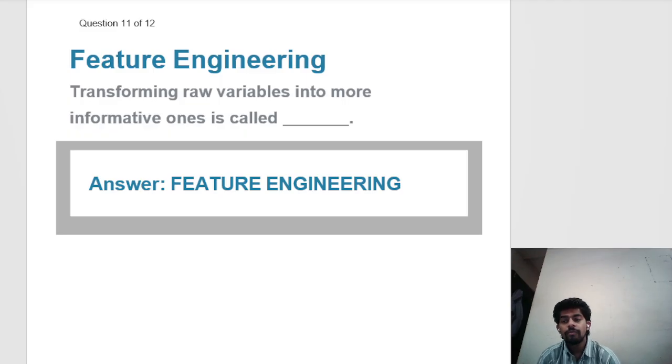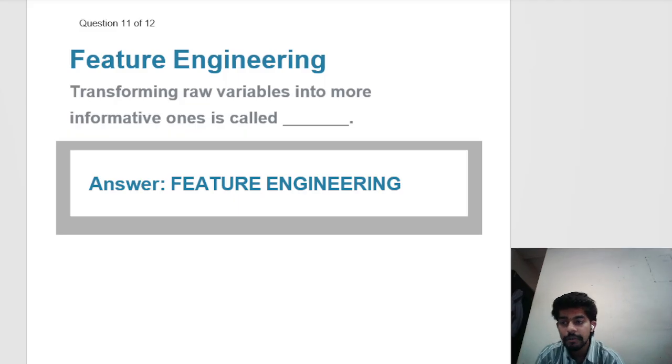So, what does it involve? Creating new features from existing ones, selecting relevant features, scaling and normalizing data, handling missing values, creating polynomial features. So, let's take a real world example of feature engineering. If you have a date of birth, you might engineer it into age, which is more useful for prediction. Or you might create month from a date to capture seasonal patterns.